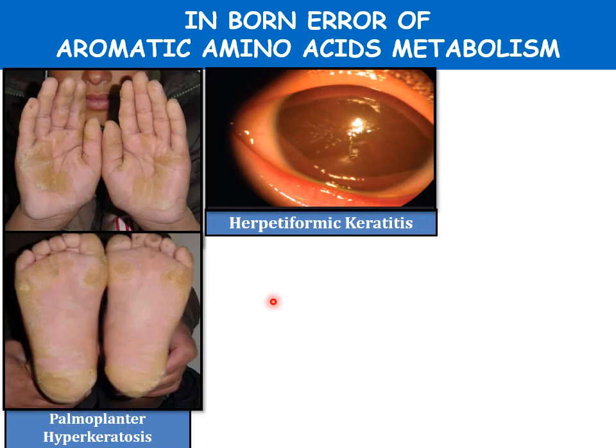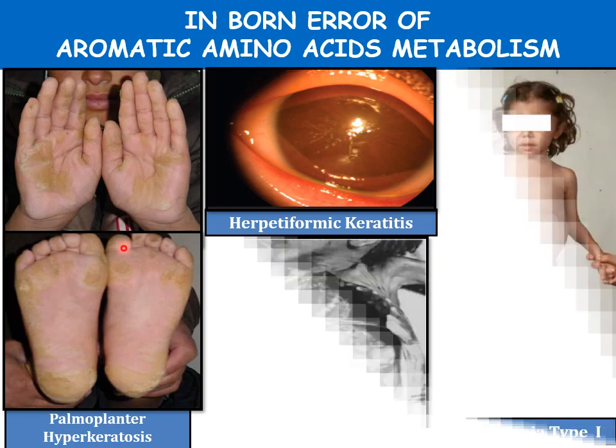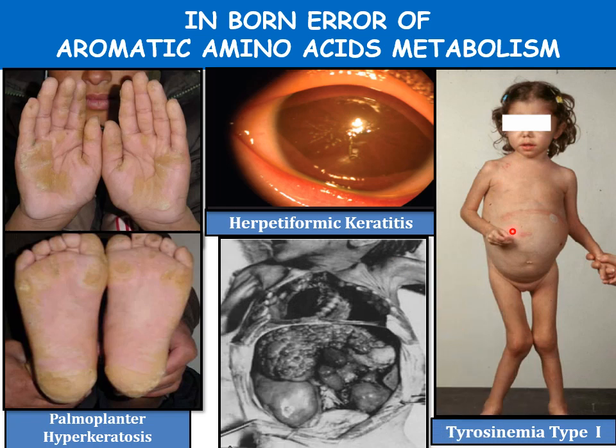This is typical of oculocutaneous tyrosinemia. You can see herpetiform keratitis and palmoplantar hyperkeratosis seen in tyrosinemia type 2. This is hepatorenal type 1 tyrosinemia, where you can see there is an involvement of the liver in this condition. So this is all about inborn errors of metabolism. These pictures can be used for spotting or to identify in an MCQ exam also.